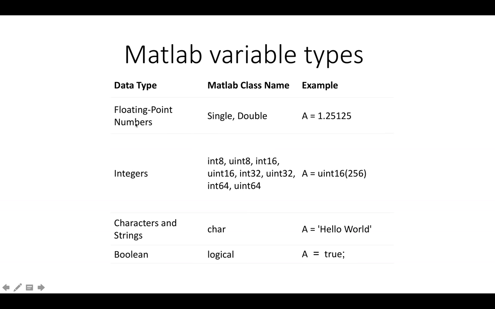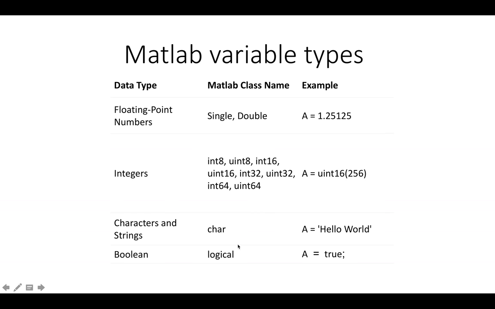We have two different types of floating point numbers, single precision and double precision, a number of different precision integers, 8-bit integers, 16-bit integers, 32-bit integers, and so on, up to 64. And then UINT stands for unsigned integer. So, for example, an 8-bit integer might go from negative 128 to 127. That's a total of 256 integer values. But the unsigned integers will go from 0 to 255, only positive integer values.